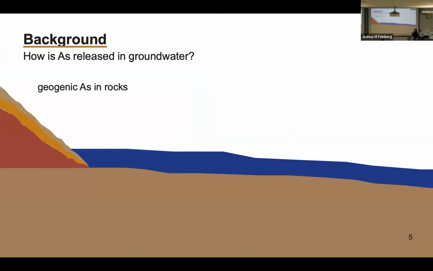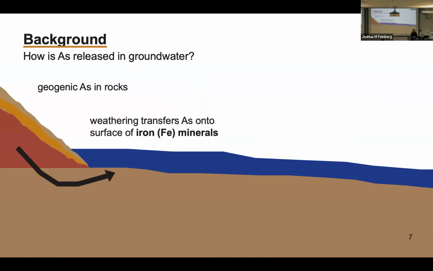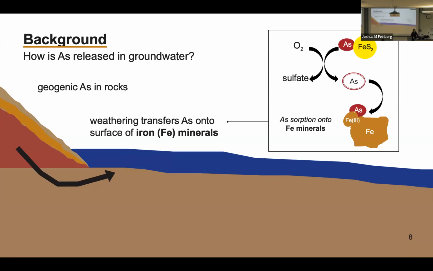So, a very simplified background schematic on how arsenic is released in groundwater. For example, across the deltas of South and Southeast Asia, arsenic, as I mentioned, is geogenic or naturally occurring in rocks. In very simple cartoons, some of these include pyrite or arsenopyrite, which just has arsenic associated with it. And then you have weathering, which transfers arsenic onto the surface of iron minerals. So we'll get into our iron minerals more later on.